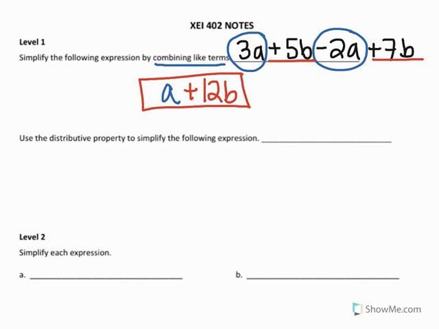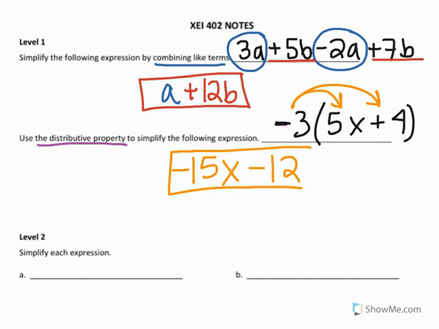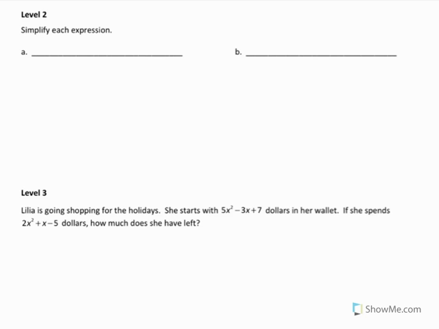Now we also have the distributive property that we did a few weeks ago. That would be if we had something like negative 3, parentheses 5x plus 4. We're going to distribute that negative 3 to the 5x and to the positive 4. So negative 3 times 5x is going to give us negative 15x. Negative 3 times 4 gives us negative 12. And that's our answer.